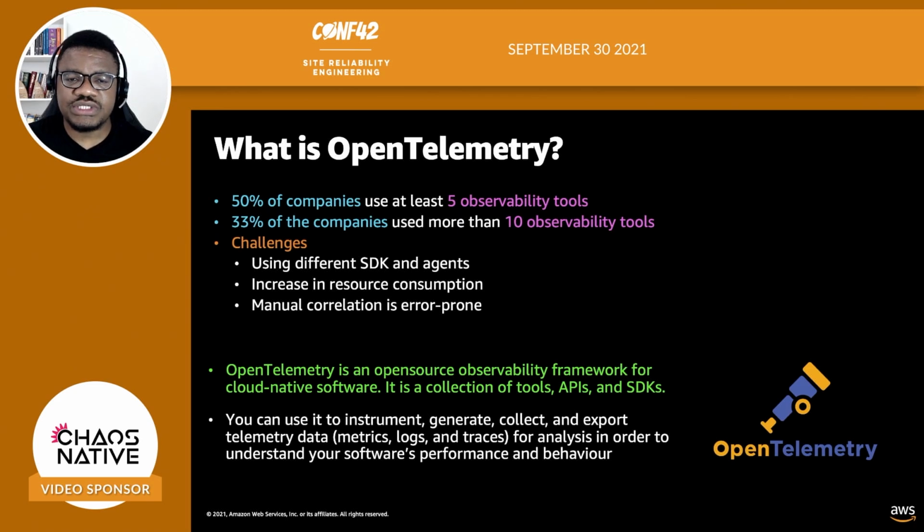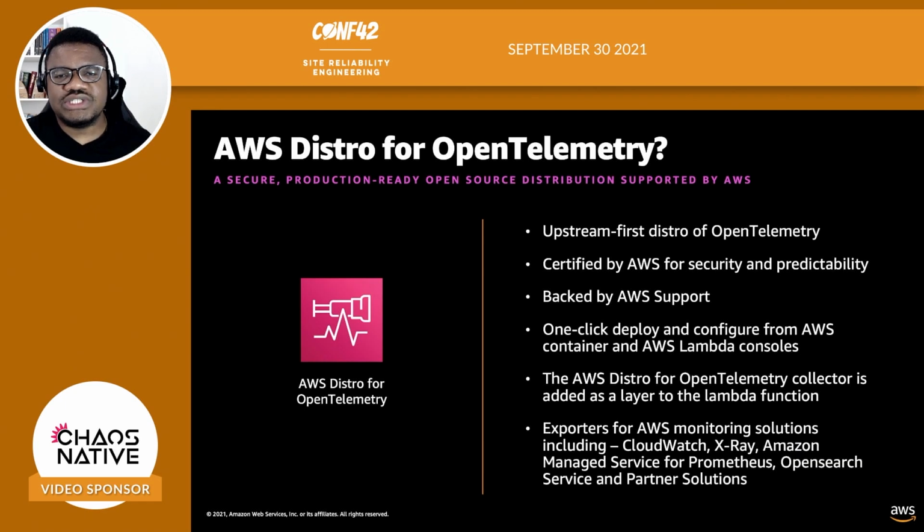So OpenTelemetry is an open source project. It's basically an observability framework for your cloud native software. It comes with a collection of tools, APIs and SDKs, and it can basically allow you to instrument, generate, collect, and also export telemetry data for analysis in order to really understand your software performance and its behavior as well. And by telemetry data, we're talking about metrics, logs, and traces, which are the core pillars of observability. Let's then look at the AWS Distro for OpenTelemetry.